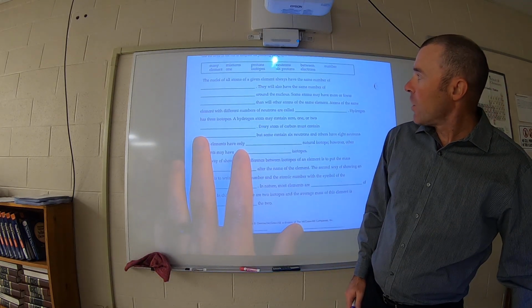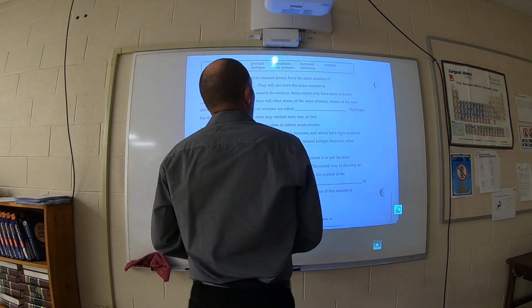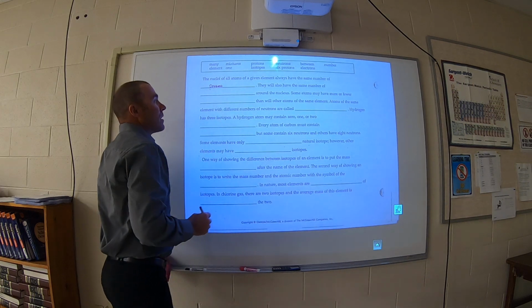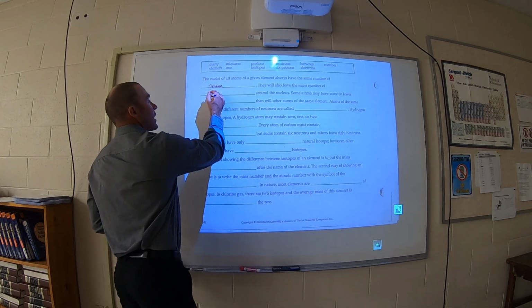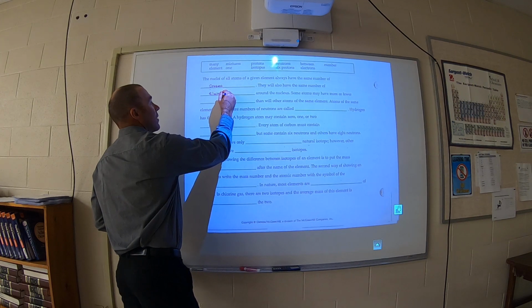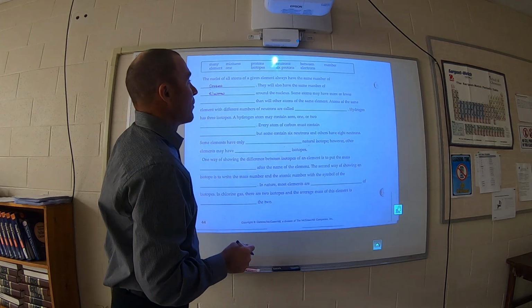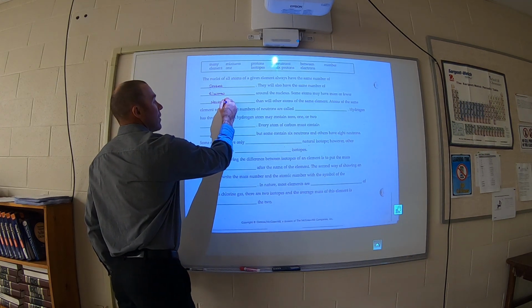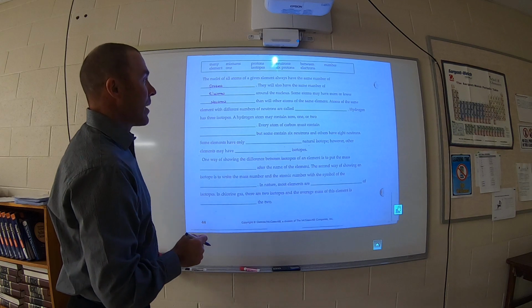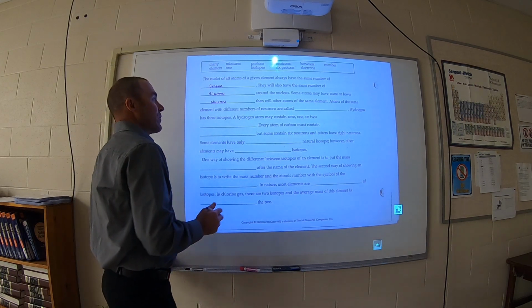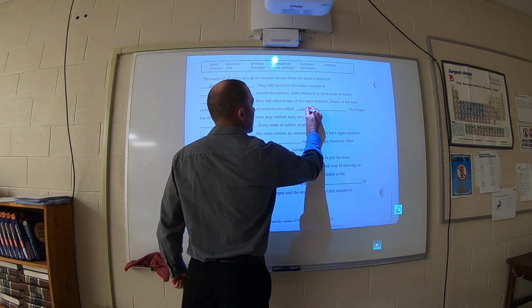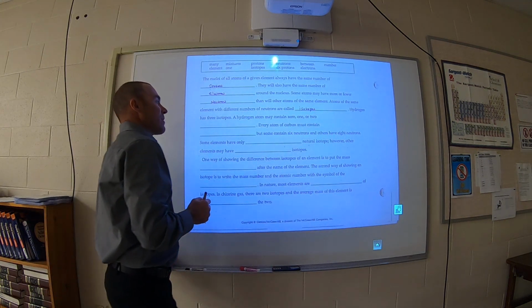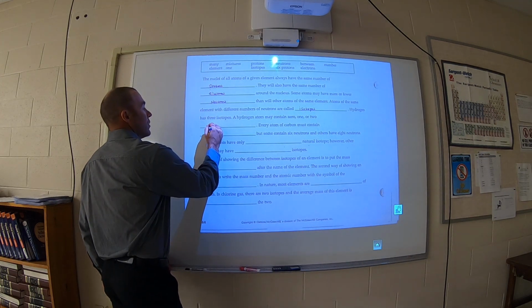It says the nuclei of all atoms of a given element always have the same number of protons. They will also have the same number of electrons around the nucleus. Some atoms may have more or fewer neutrons than other atoms of the same element. Atoms of the same element with different numbers of neutrons are called isotopes. Hydrogen has 3 isotopes. A hydrogen atom may contain 0, 1, or 2 neutrons.